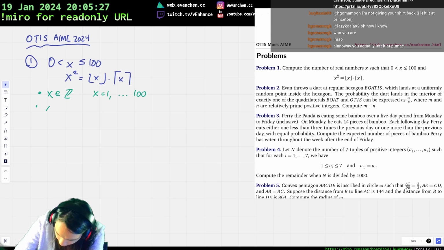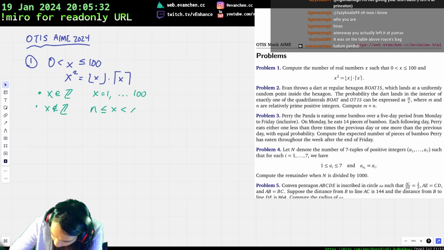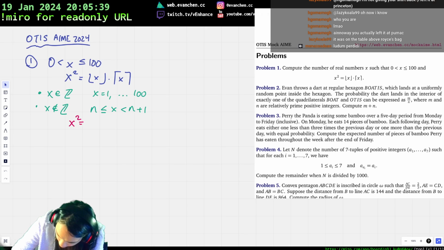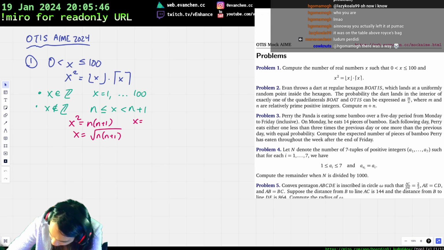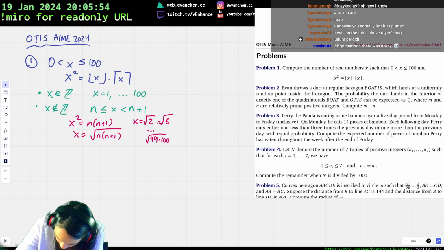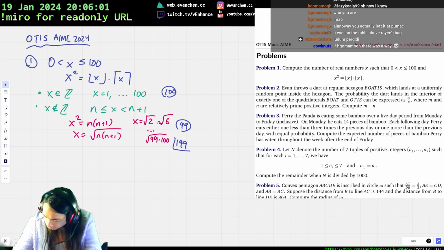And if x is not an integer, meaning x is between n and n plus 1, then the equation literally just says x squared equals n(n+1). So x is root n(n+1). In other words, the other class of solutions goes from root 2, root 6, all the way up until root 99 times 100. So there's 100 things here, there's 99 things here, and you total those up and you get 199.